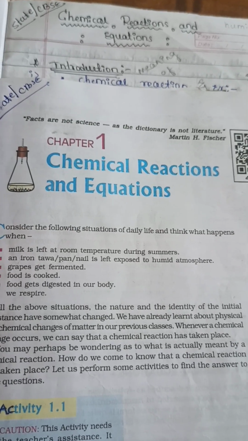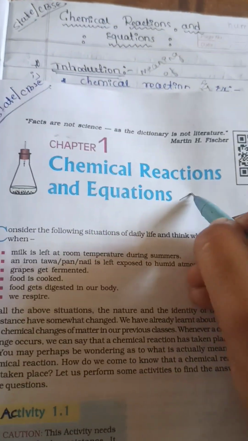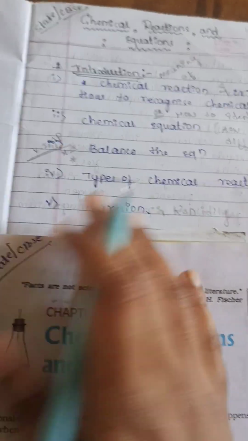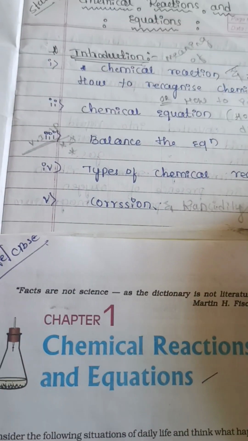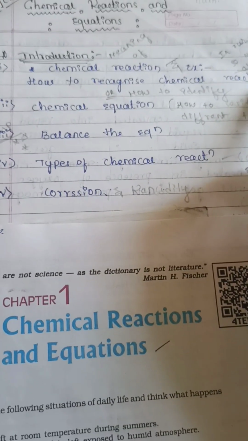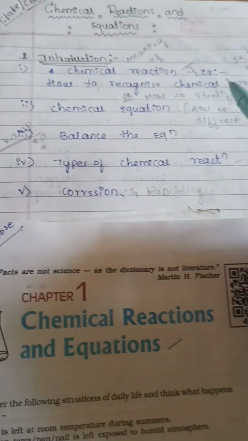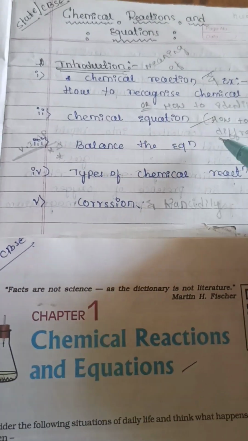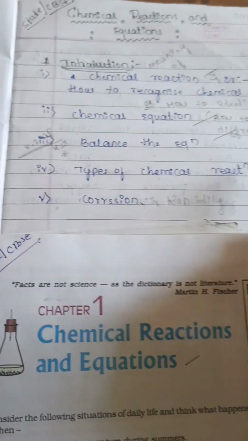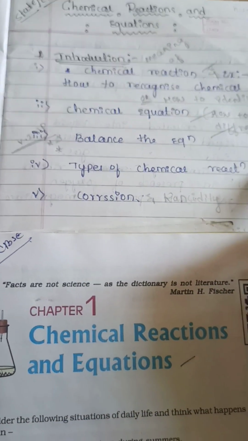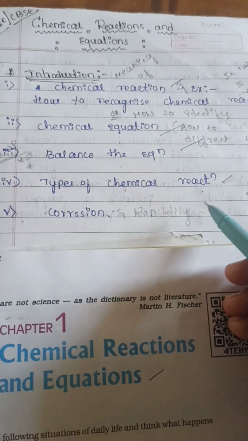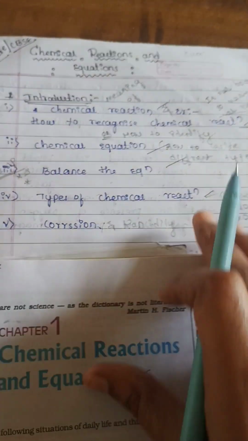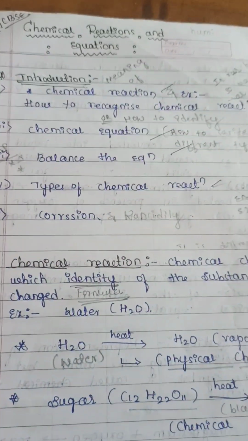Today I am going to start the first chapter of science, that is CBSE, chemical reactions and equations. In this chapter we are going to study chemical reactions, how to recognize chemical equations and reactions. Next, chemical equations, balancing chemical equations, types of chemical reactions, corrosion and rancidity. So all these concepts we are going to study in this chapter.